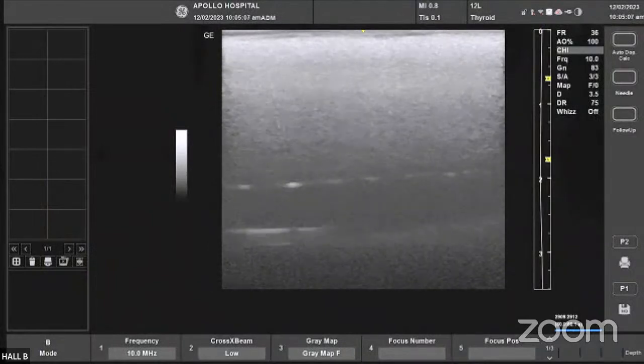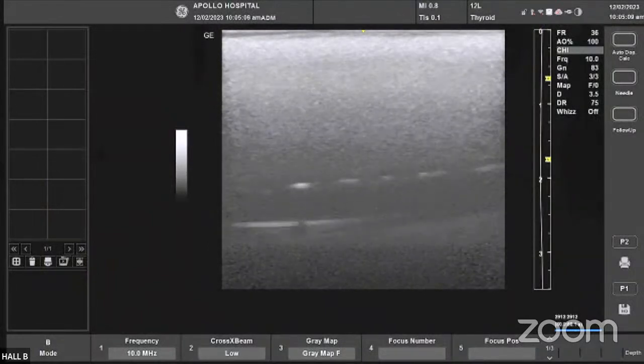So you can see the guide wire. The white one is the guide wire that is there in the artery.